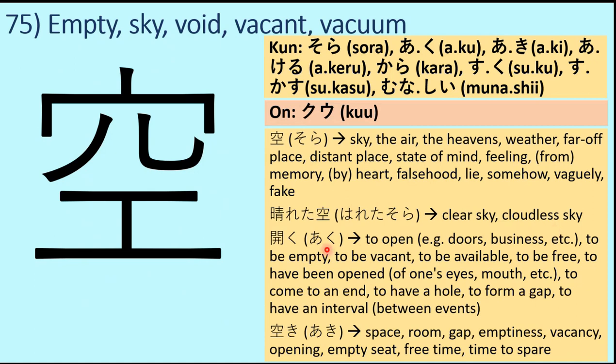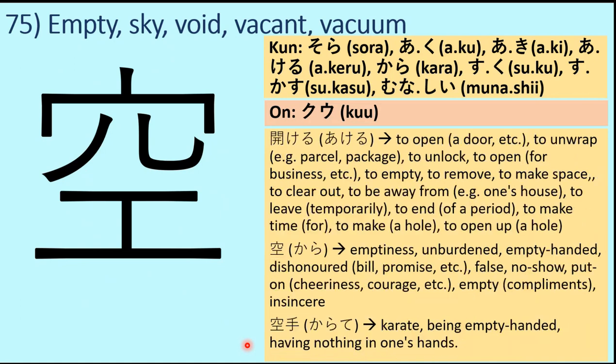Then we have Aku. Aku means to open, for example, doors or business, etc. To be empty, to be vacant, to be available, to be free, to have one's eyes, mouth, etc. opened. To come to an end, to have a hole, to form a gap, to have an interval between events. Then we have Aki. Aki means space, room, gap, emptiness, vacancy, opening, empty seat, free time or time to spare.